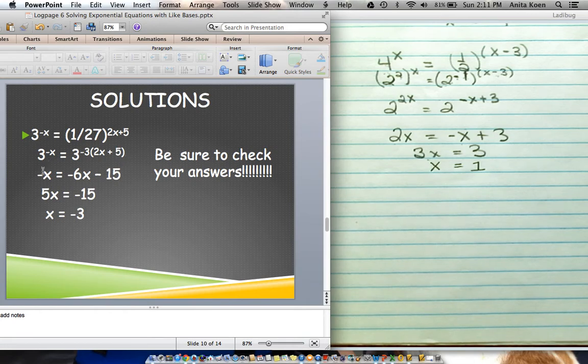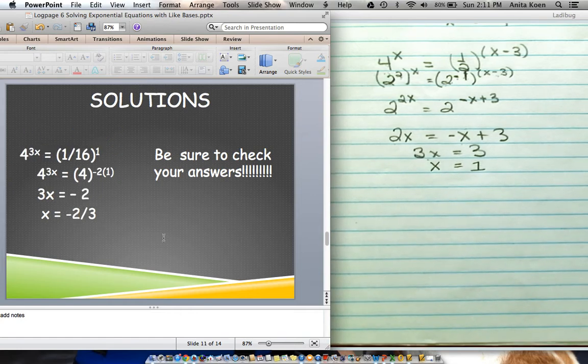So negative x equals negative 3 times 2x, which is negative 6x, and negative 3 times 5, which is negative 15. Then I add 6x to both sides to get 5x, and then I get 5x equals negative 15. Divide both sides by 5, and I get x equals negative 3.